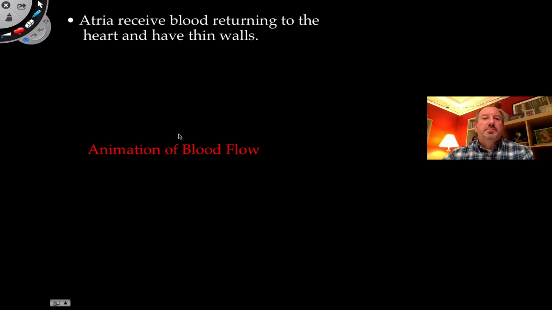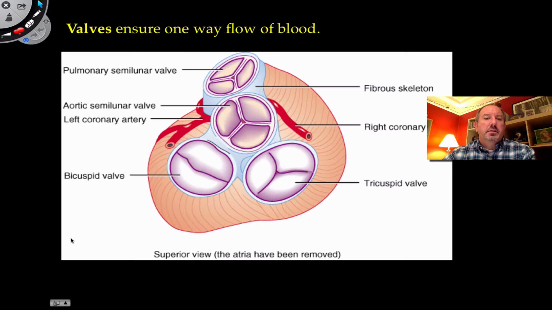Okay. So that was the animation that I wanted to show you. Here's an interesting picture with the atria removed. So you're looking down onto the heart, and you're looking in particular at the ventricles. And so here are the semilunar valves. One's going to the lungs right here, and the other one's going to the aorta, which is right here. Now this bicuspid side, of course, is on the left side.